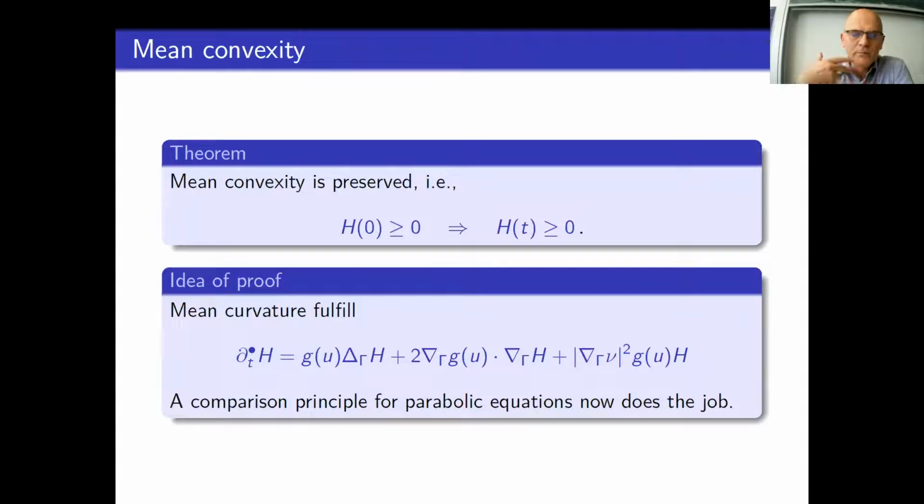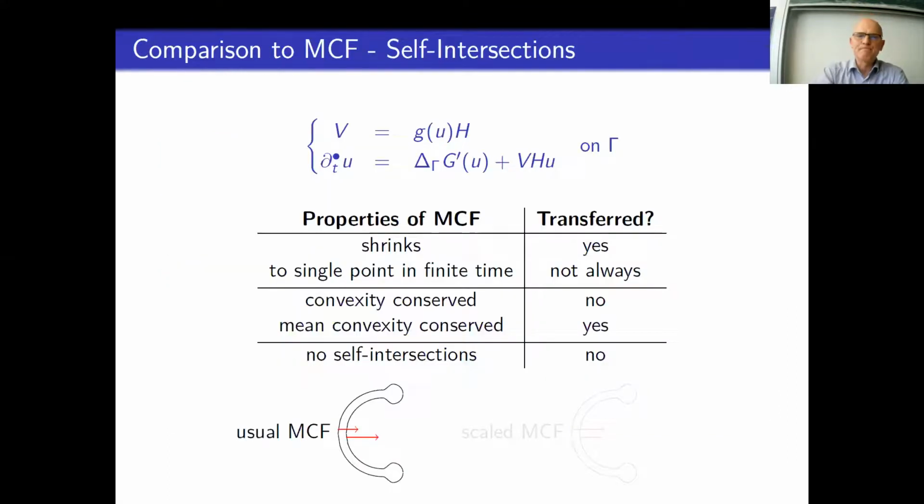We know that we can compute an evolution equation for the mean curvature, which is also very important when you study mean curvature flow. But here you also have this g function. You have a time derivative of the mean curvature, the Laplacian of the mean curvature, the gradient of the mean curvature, and H as a factor on the zero order term. And when you know about the comparison principle, you know that this is enough to show that non-negativity is preserved. Of course, there are some technical details here, but this is the main argument behind. Okay, so mean convexity is conserved.